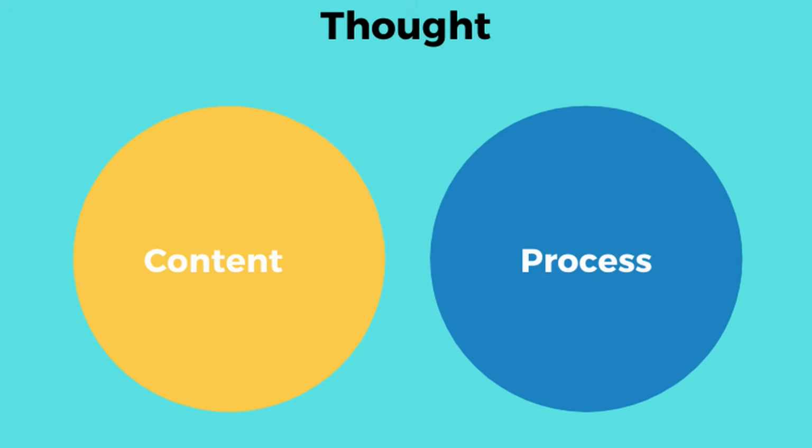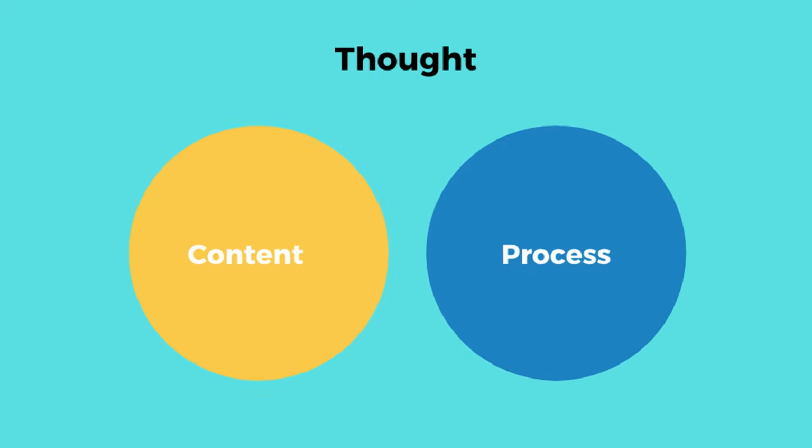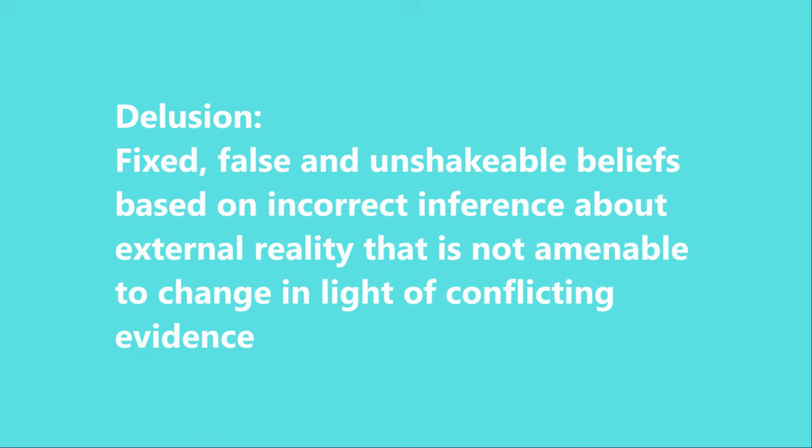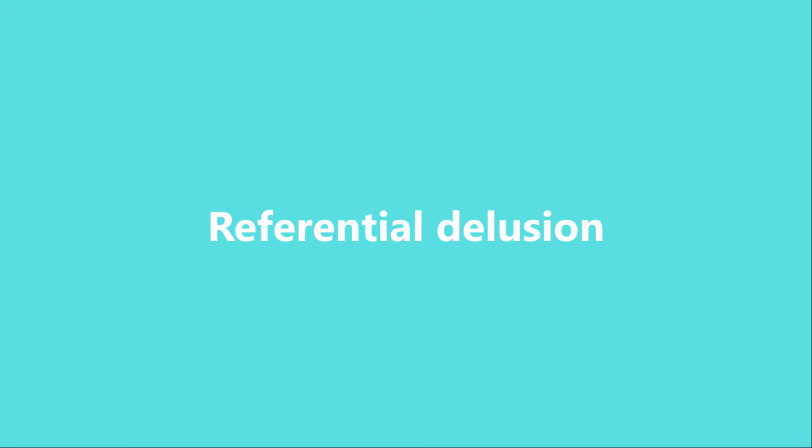The thought of the patient is crucial in the mental state examination. Thought can be described in terms of content and process. Thought content may include delusions. Delusions are fixed, false, unshakable beliefs based on incorrect inference about external reality that are not amenable to change in light of conflicting evidence. Persecutory delusion is a common delusion seen in schizophrenia. This is where the patient believes that one is being persecuted, harmed, attacked, or conspired against. Other delusions include referential delusion, the belief that gestures, comments, or environmental cues are directed at oneself.